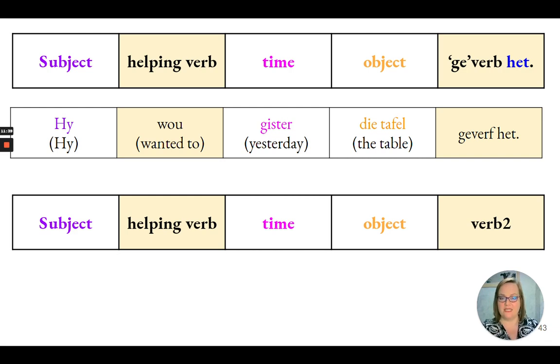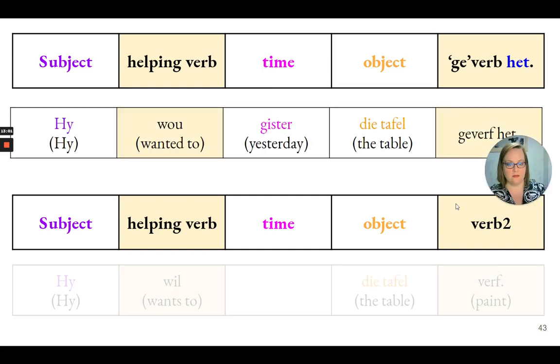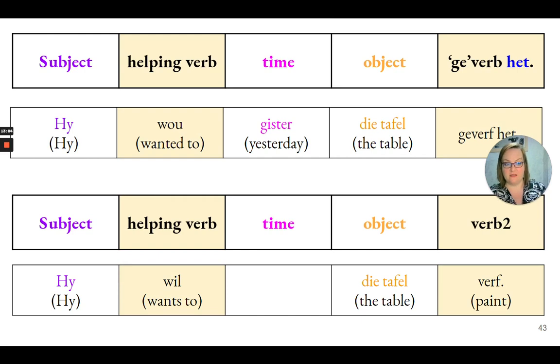What would this sentence be if it was in present tense? Hy wil die tafel verf. So wou in the present tense is wil. You don't need a time word unless you want to say it now, like nou, but you don't need the time word for the present tense. Die tafel verf. So that is the same sequence. You have wil, helping verb at the verb 1 spot, and it moved the other verb to the end of the sentence, verf.